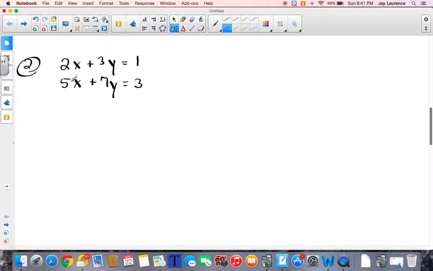Well, none of them match up. If I add them together, I'm going to get 7x, 10y, and 4. And I'll have one equation, two variables. That won't do me any good.